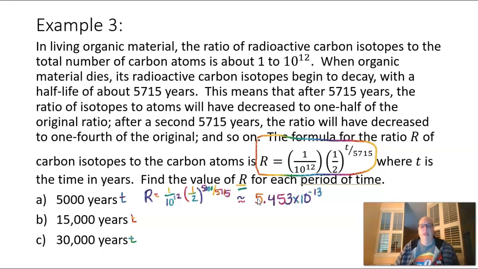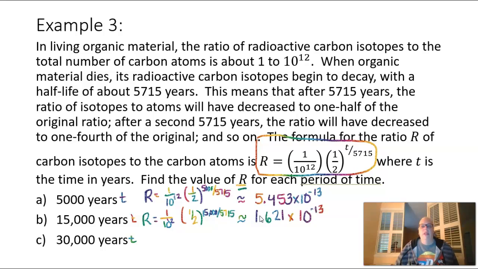Alright, in part B, we're going to do the same thing. We're looking for R. So we'll have 1 over 10 to the power of 12, times 1/2 to the power 15,000 divided by 5,715, and we'll put that in the handy dandy calculator and see what we get. And again, I'm in scientific notation with 1.621 times 10 to the power -13.